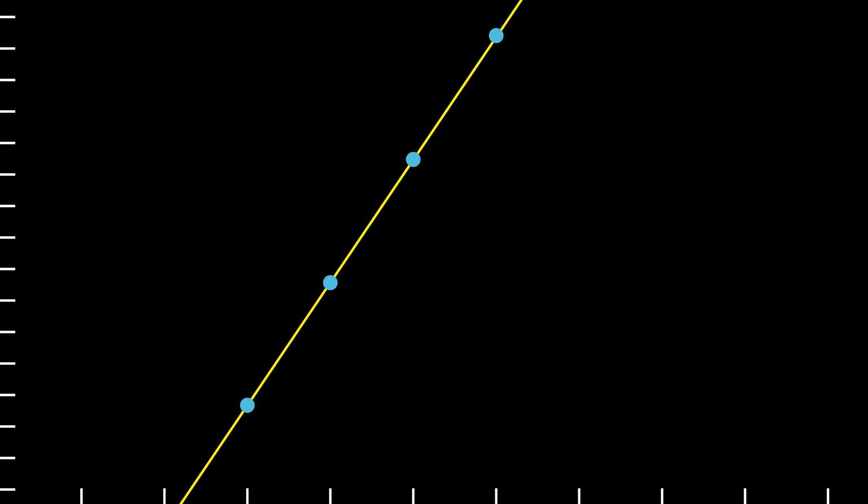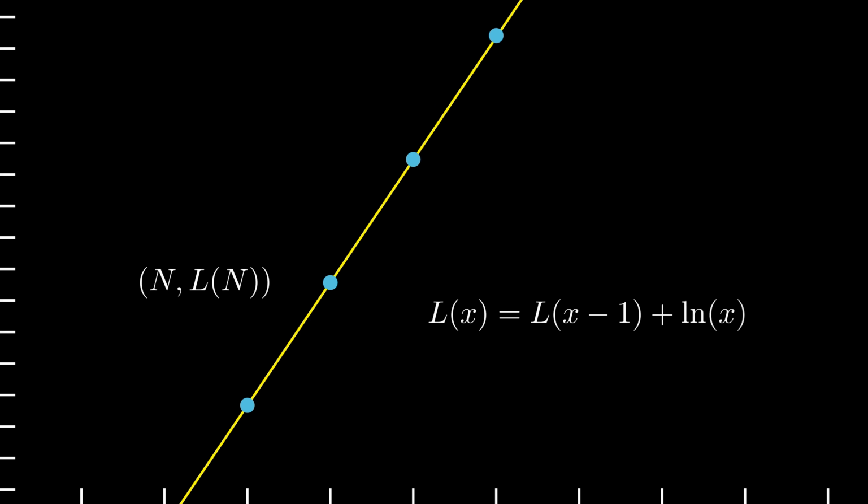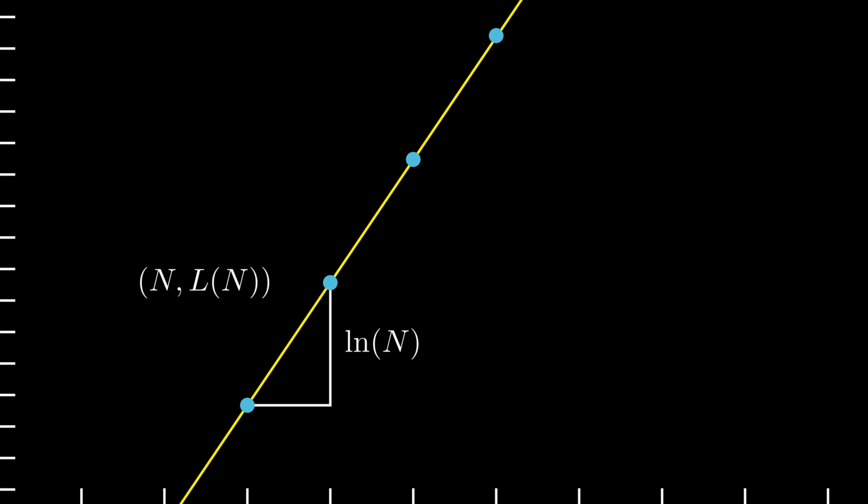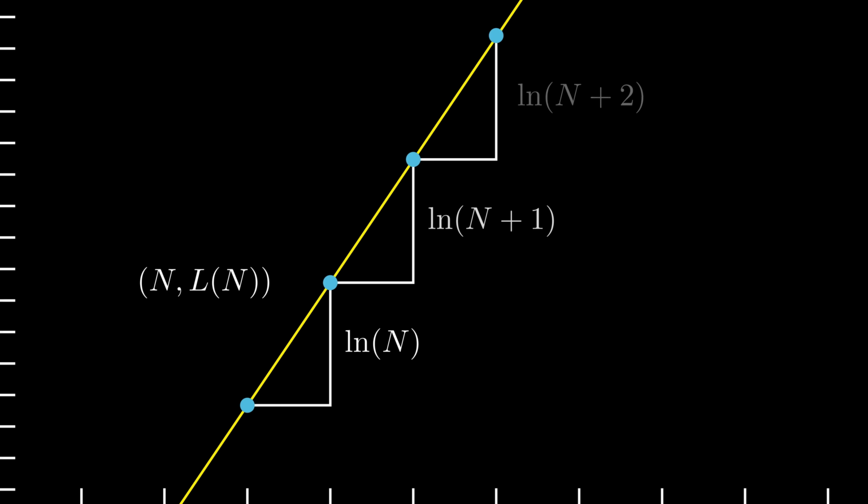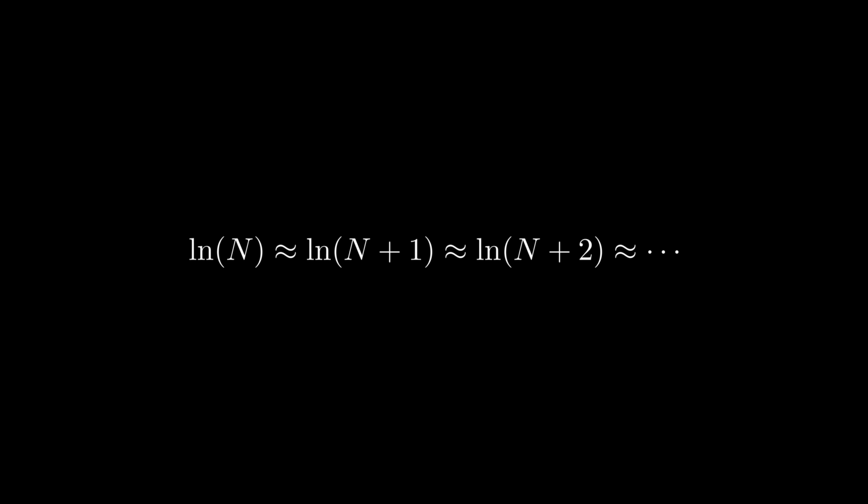Now, we still need to prove that our L function really does become linear. We've moved pretty far on this graph, so I'll call the horizontal position of this point capital N. Capital N is just a placeholder for an arbitrarily large integer. Now, if we plug big N into the recursive formula, we get that the height difference between this point and its predecessor is the natural log of capital N. And doing this for the next few points yields the log of N plus 1, the log of N plus 2, and so on. So we can say that these points are all pretty much in a line if their height differences, these logarithms, are all pretty much equal to each other.